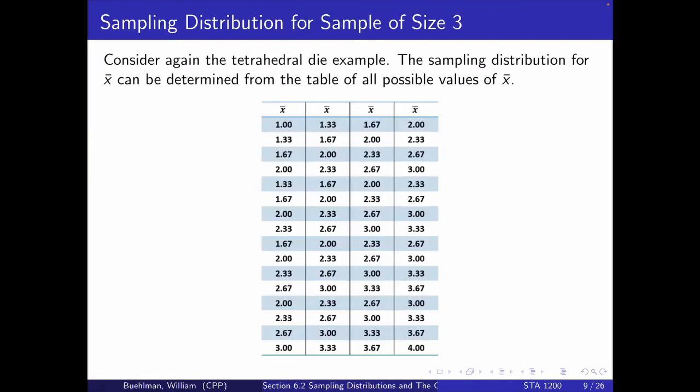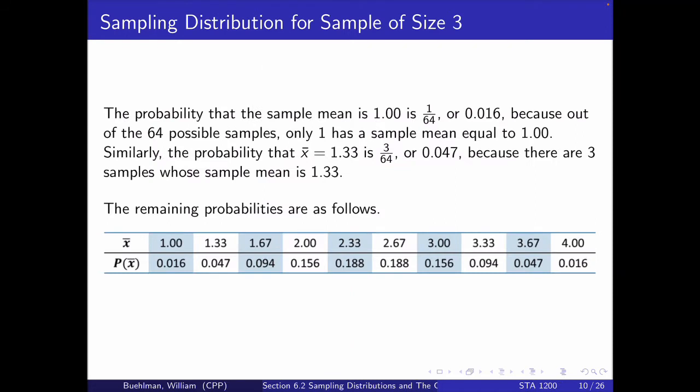Consider again our tetrahedral die example from before, the four-sided dice. The sampling distribution for x bar can be determined from the table of all of the possibilities of x bar. So again, here were all the possible values of x bar based off of the sample. The probability that the sample mean is 1 is 1 out of 64, because only 1 of those 64 outcomes has a sample mean of 1, or equivalently that decimal.